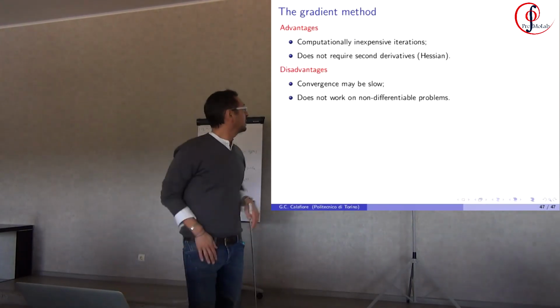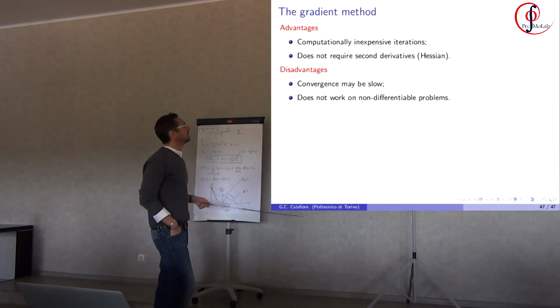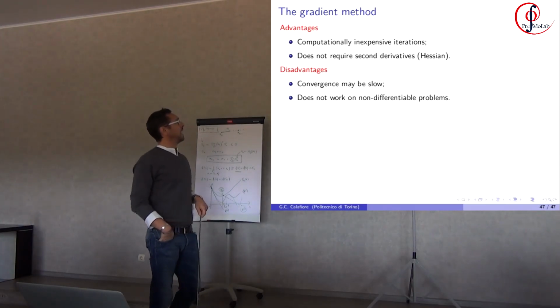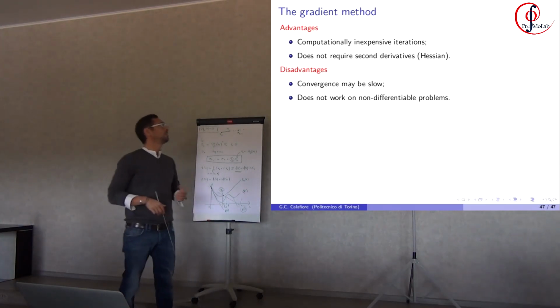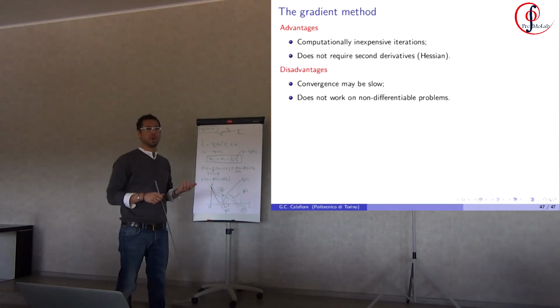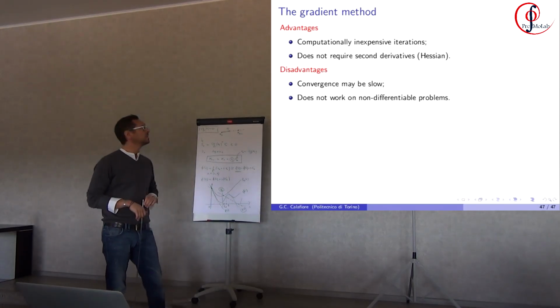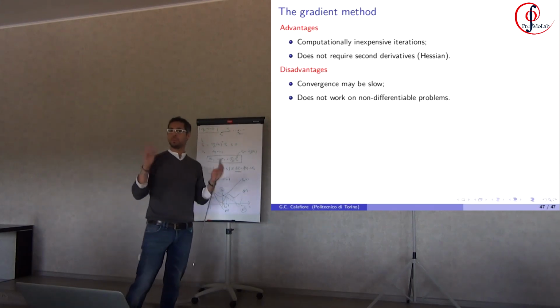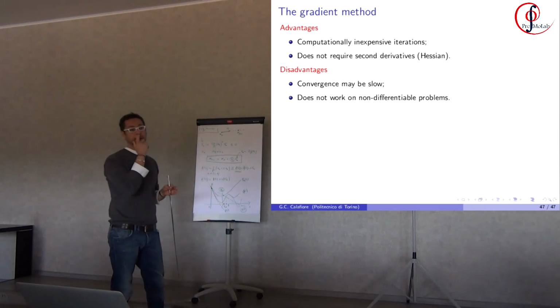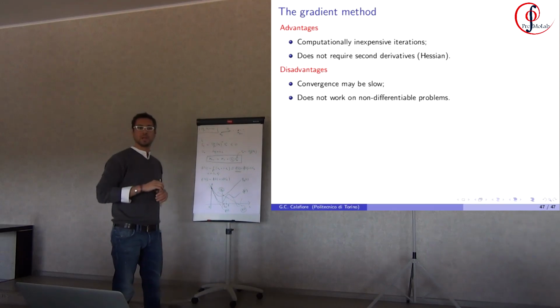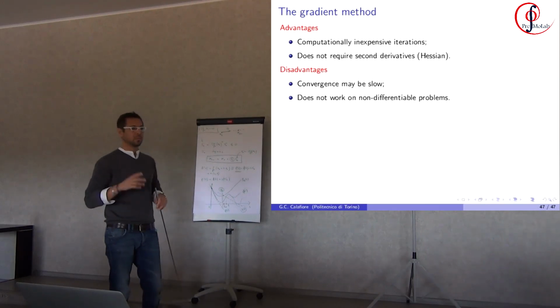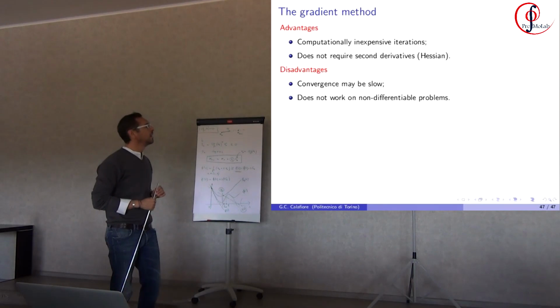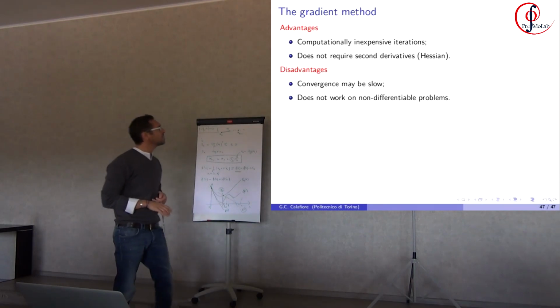So here is the brief summary of this method. Well, the iterations are generally computationally inexpensive because we only need to evaluate the gradient and do some function evaluation for the backtracking. We do not need second derivatives, so building a Hessian matrix like we need in other types of methods, like Newton method for unconstrained minimization.